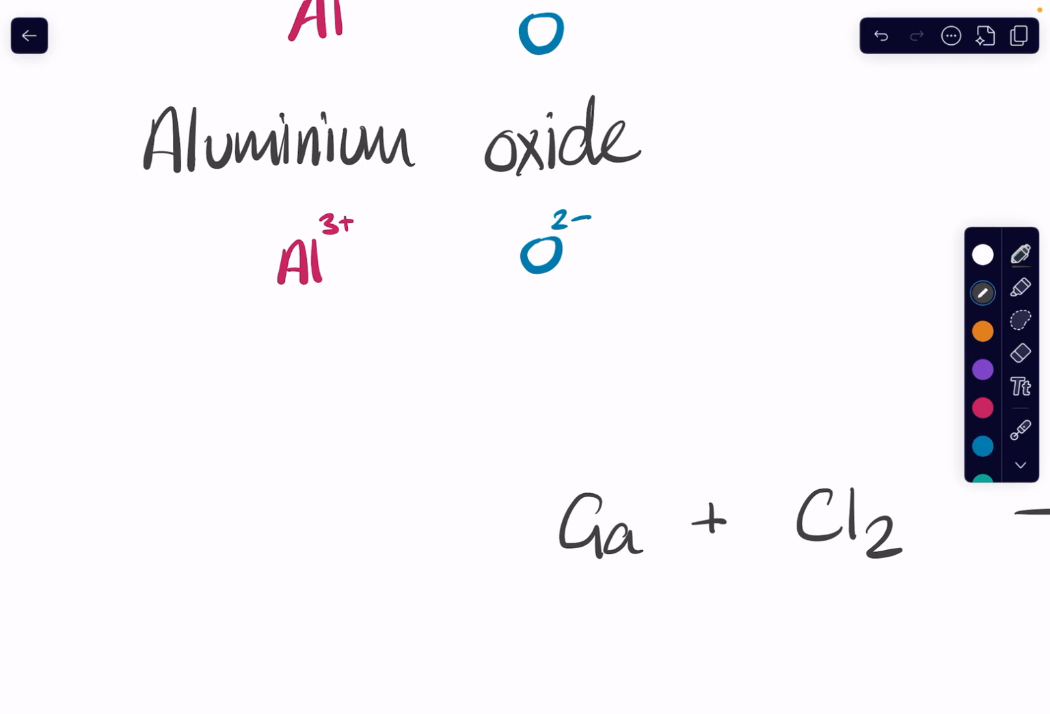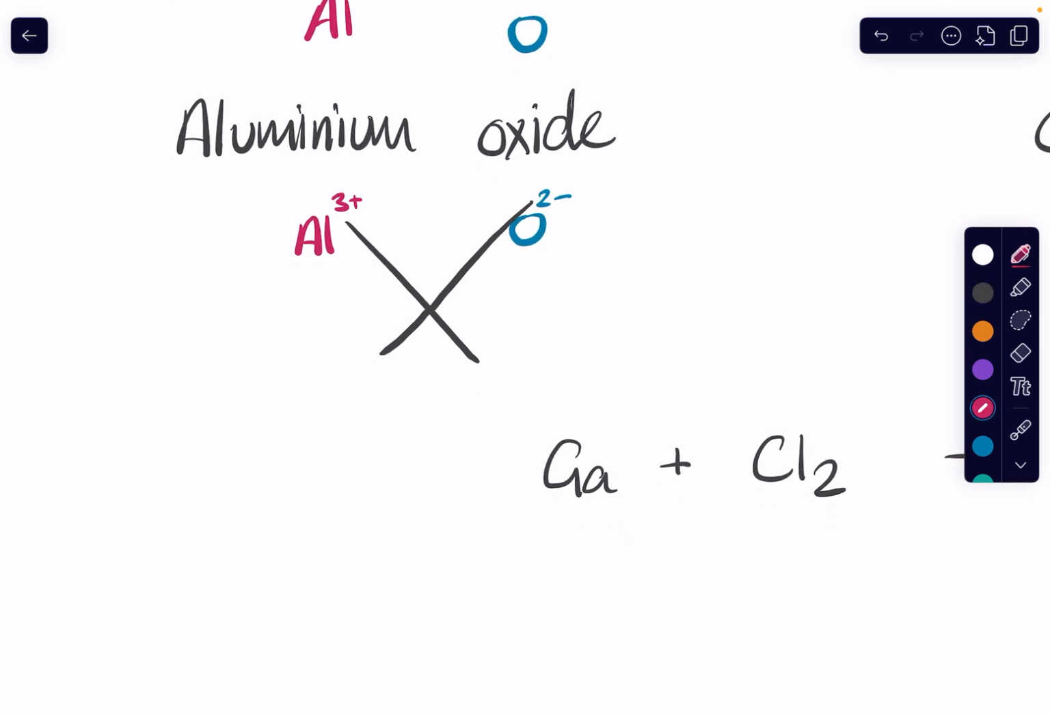So the crossover method is where we cross over the numbers. So I'm going to draw a line here, and then a line here. Doesn't have to be precise, it's just going to show you what we do. And now I'm going to rewrite aluminium. I'll leave a space, and then I'm going to write oxygen here. And now we look at the numbers. So this is 3+. We only look at the number of the charge, not the actual representative of the charge. So this is 3. So I'm going to put a 3 here. This is a 2. So I'm going to put a 2 here. And then I'm going to put them together. And aluminium oxide is Al2O3.